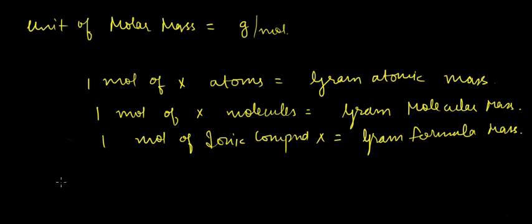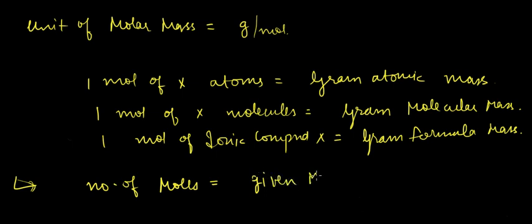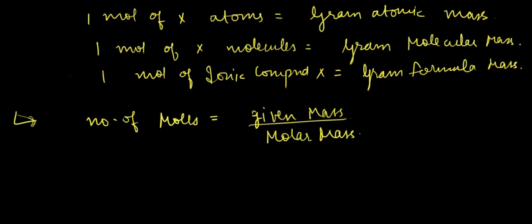Next, let's define how the number of moles is calculated. The number of moles is nothing but the given mass of a substance. So we can directly say that given mass upon molar mass is the number of moles of a substance.